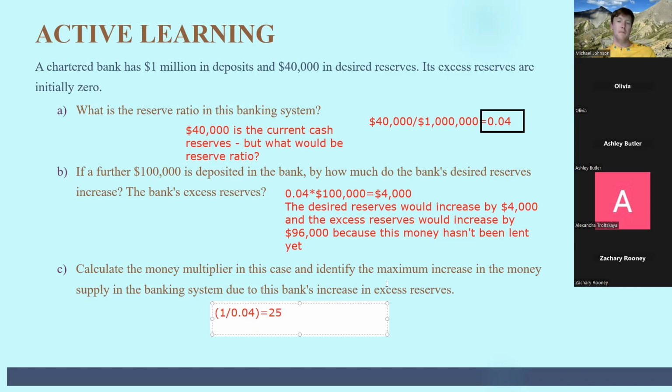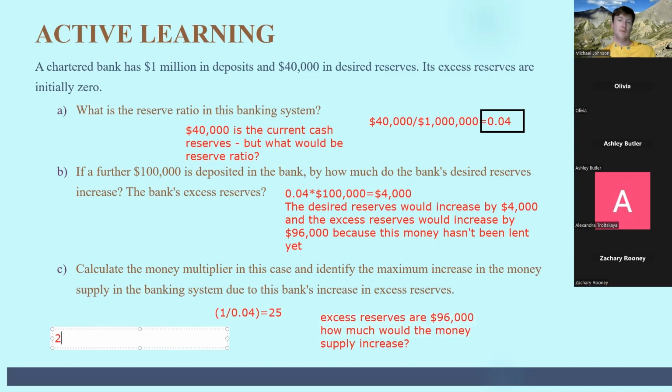And then the excess reserves in this case are 96,000. So how much would the money supply increase? So that should just be 96,000 times 25. Yes, excellent job. And that's 2,400,000. 2 million. What's the other number? 400,000. Excellent. Great job.